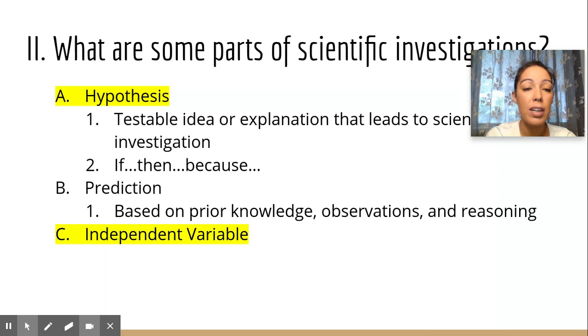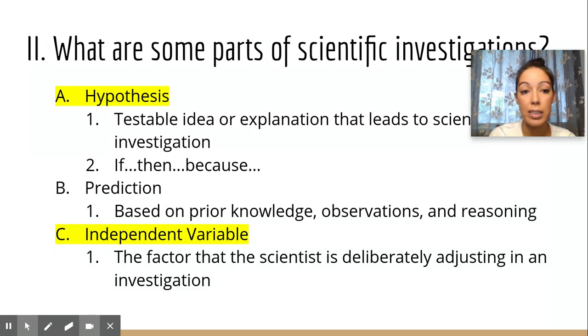We also have a couple of different factors called variables. We have independent and dependent variables. The independent variable is the variable that's actually being tested. I like to remember this as independent, I change it. Independent starts with the letter I, and I, as the scientist, am in charge of changing this variable. So this is the factor that the scientist is actually changing or adjusting or testing in an experiment.